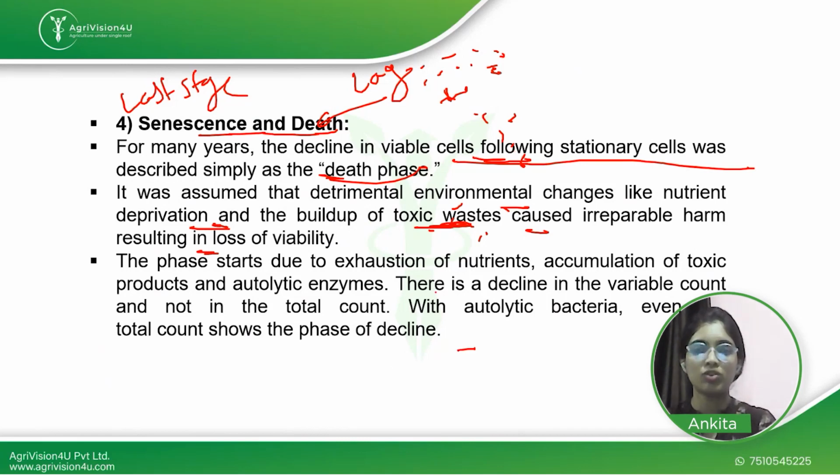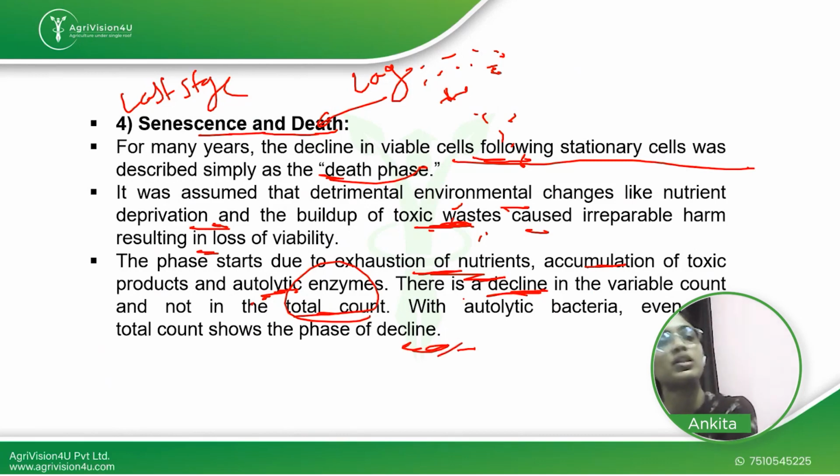The phase starts due to exhaustion of the nutrient, accumulation of some toxic products, and some autolytic enzymes. There is a decline in the viable count and not in the total count. With autolytic bacteria, even the total count shows a decline. What you have to remember is that in senescence or death, your bacterial cell number is going to be reduced. Okay, I hope you got it. What are your lag phase, log phase, stationary phase, and decline phase?